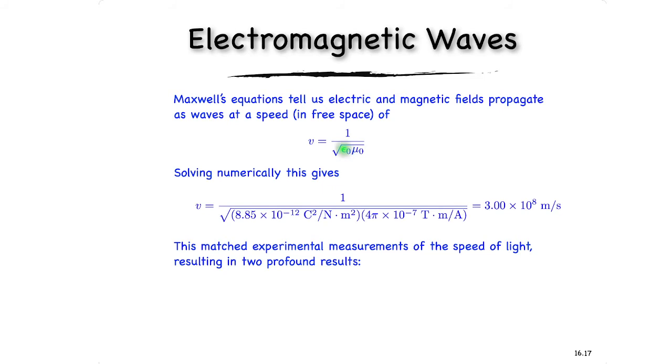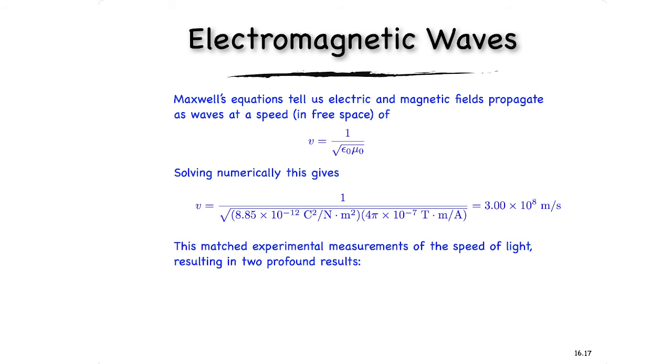You can measure epsilon naught by measuring the capacitance of a parallel plate capacitor. You can measure mu naught by measuring the strength of a magnetic field produced by a current. You've done those things in lab. I think you measured mu naught with a curve fit, didn't you? Yeah. Multiply those together, take the square root and invert it, and you get the speed of light without having to do this Herculean experiment of measuring something that's moving super fast.